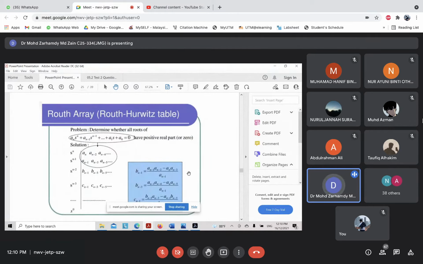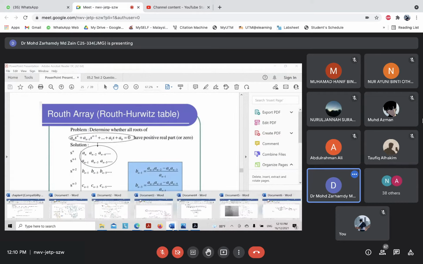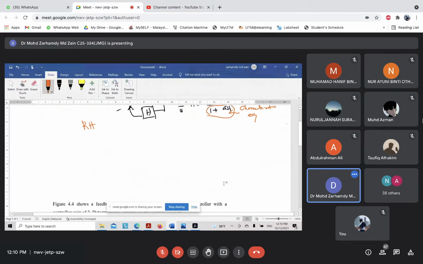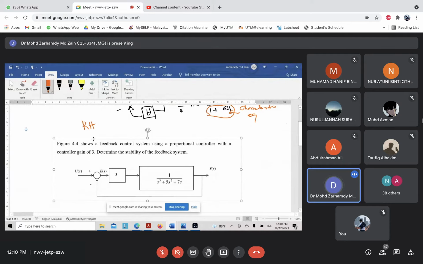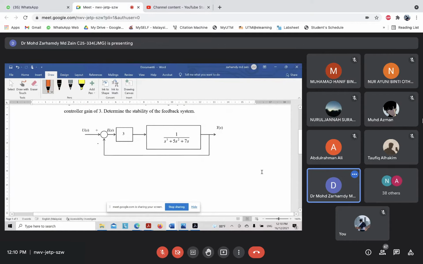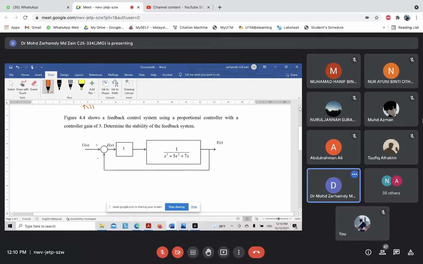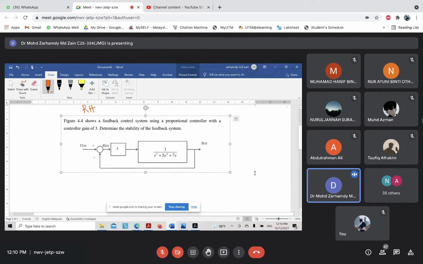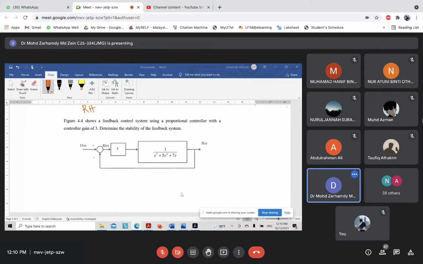So we try to come up with a simple example first. Let's look at an example first. Okay, for example, this is our system. Let's make it a bit smaller. This is our system. Determine the stability of the feedback system. From this system, we need to analyze using the Routh-Hurwitz table to measure our condition of stability.